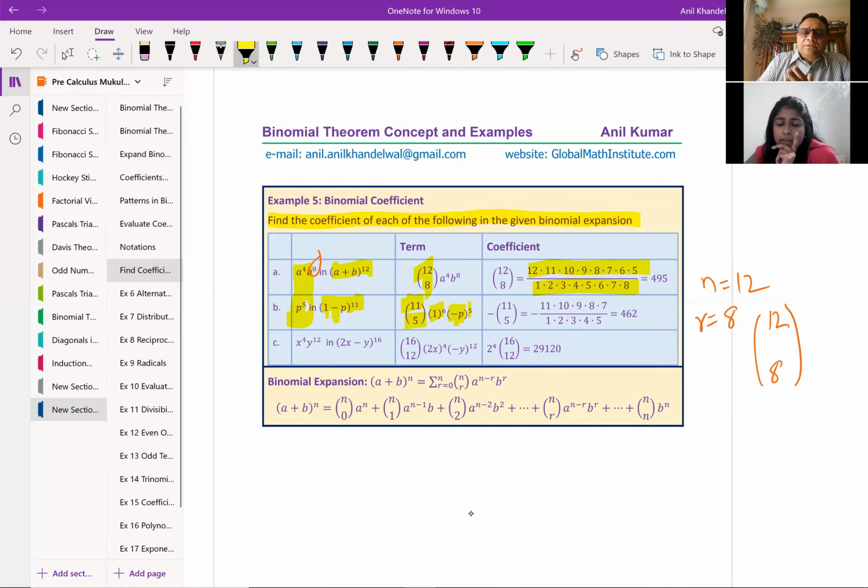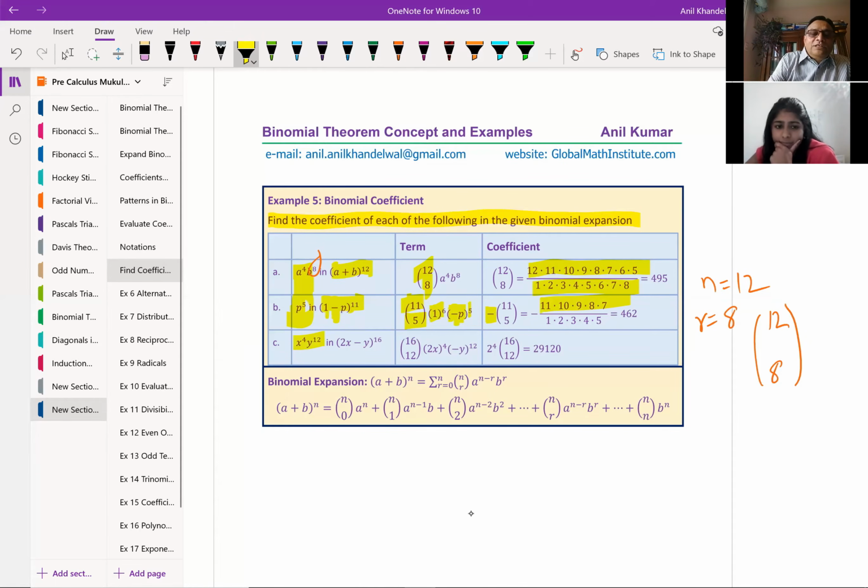Sometimes we may miss it and make a mistake, but don't. Minus p to the power of an odd exponent will give you a negative number. And of course, we get 11C5 as the coefficient, but with a negative sign. And the calculation is easy: 11, 10, 9, 8, 7, multiply that, divide by 1, 2, 3, 4, 5. Done. Got it? Simple.